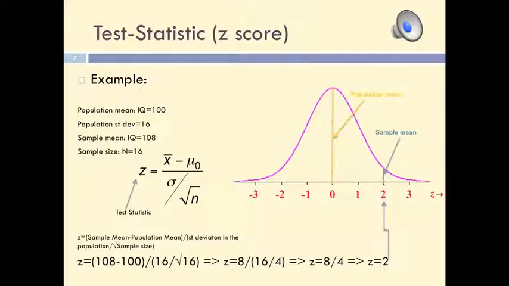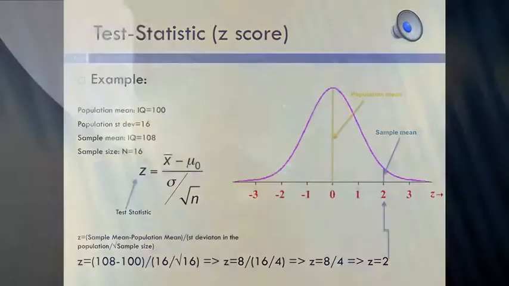so that we can focus on the reasoning behind this procedure. So if we replace these values in the z-score formula, we have 108 minus 100 divided by 16 divided by the square root of 16. This leads us to 8 divided by 4, which is 2. So the z-score for our sample mean is exactly 2 standard deviations above the population mean.